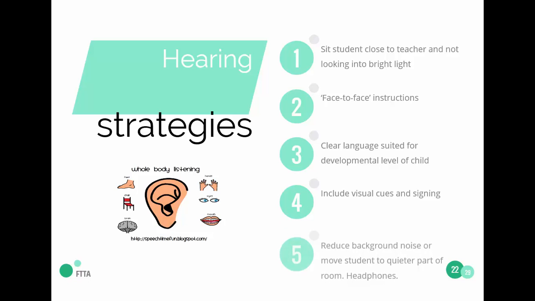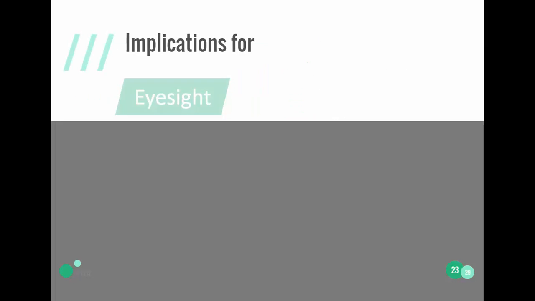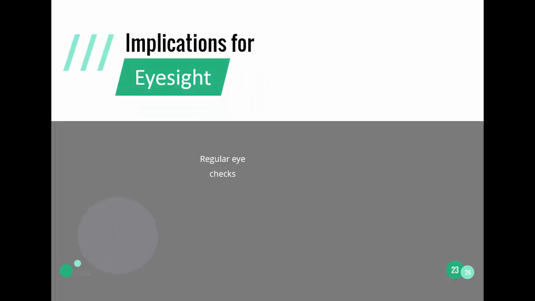Visual cues and signing. We spoke about Makaton earlier. Reduce background noise or move the student to a quieter part of the room. Use headphones. Again, it depends on the individual student, but these are just a range of strategies that may or may not work. So really think about the needs of the individual student.